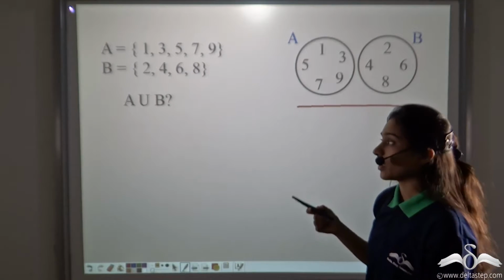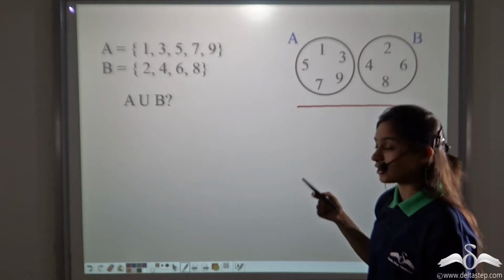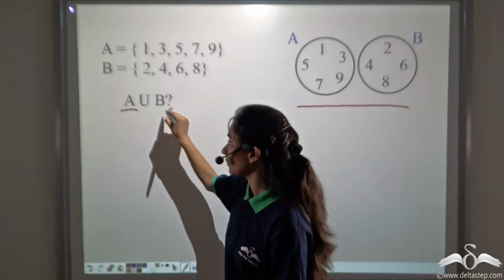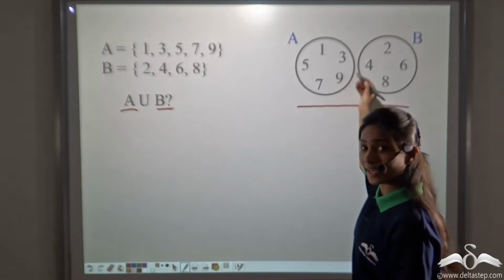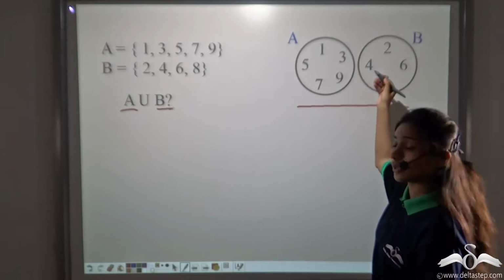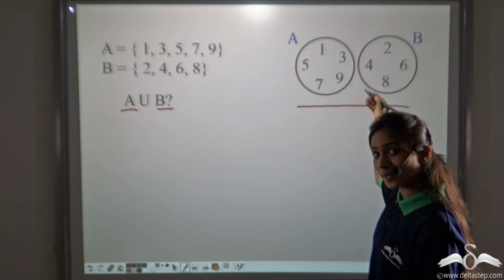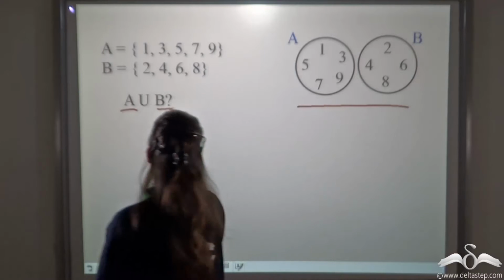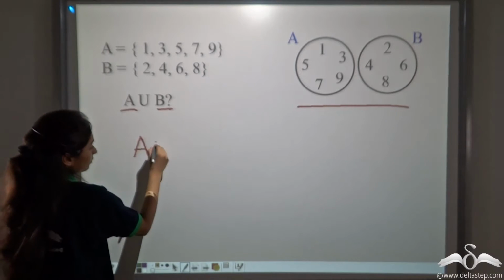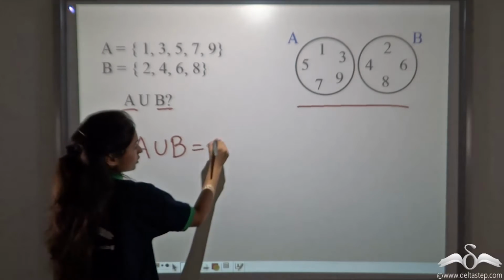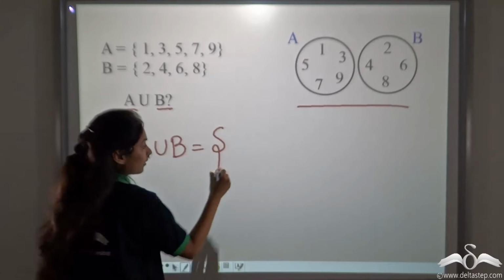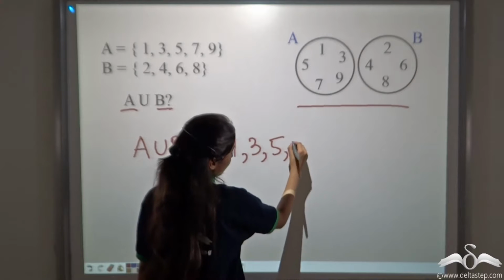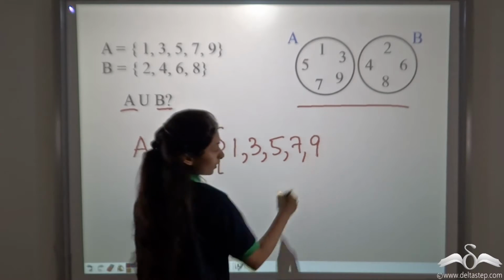Now we know that when we do union of two sets, we write the elements of set A as well as the elements of set B. Here we do not have any intersection, or we can say that we do not have any common element, no overlapping. So let's start writing the elements of A. A union B will be, first we'll start listing the elements of A: 1, 3, 5, 7 and 9.